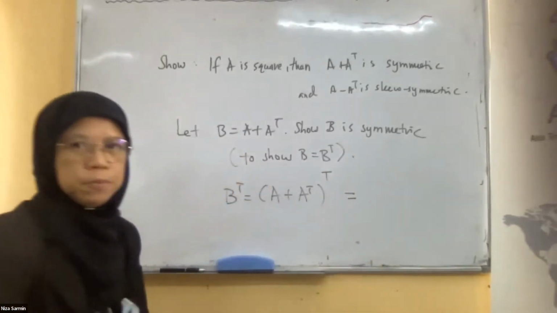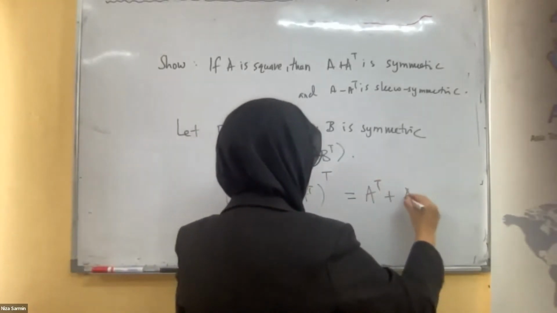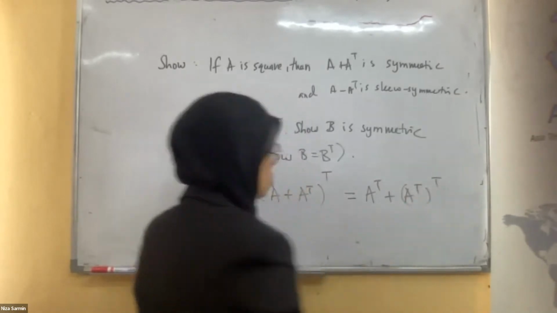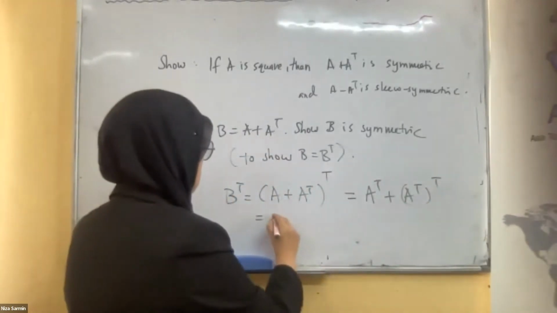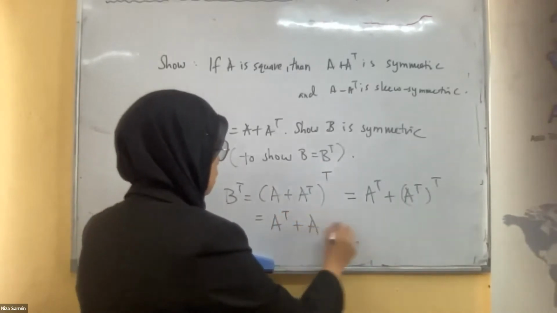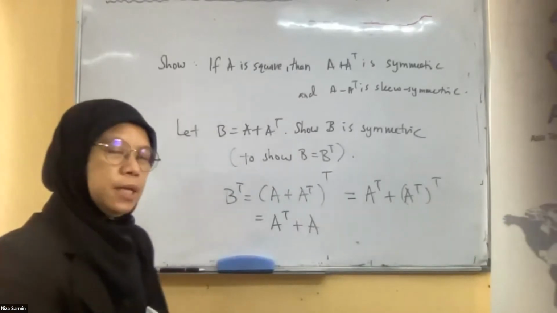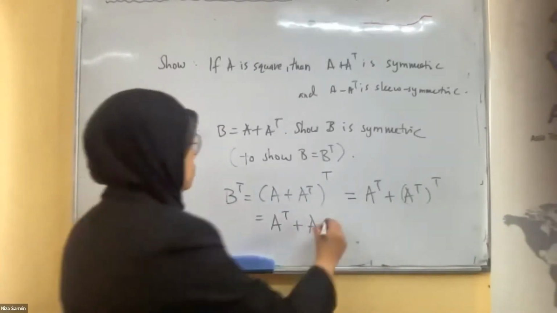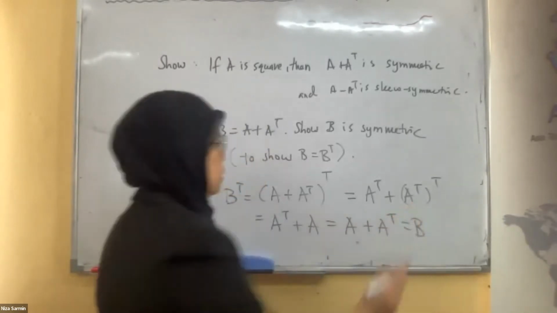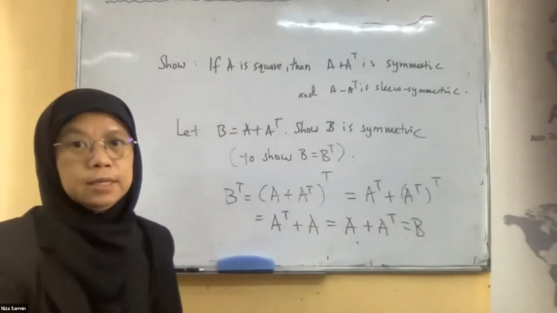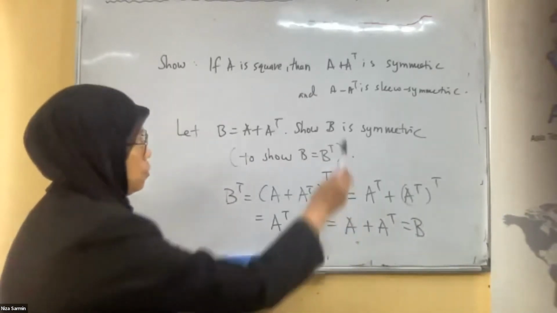And by the property of transpose, this is A transpose plus A transpose transpose. And this is A transpose plus A, because A transpose transpose is A. But this is not B yet. You have to rewrite this to be A plus A transpose, which is B. Back to the original.